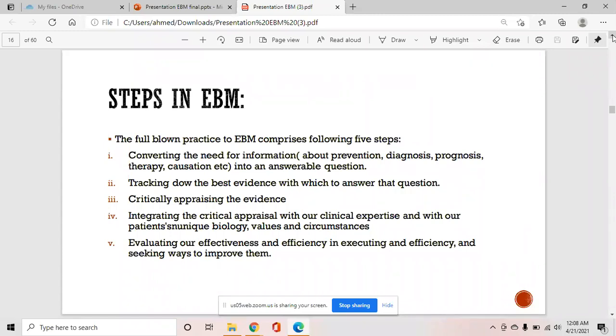Steps in evidence-based medicine. The full-blown practice of evidence-based medicine comprises the following 5 steps: converting the need for information about prevention, diagnosis, prognosis, therapy, causation, etc., into an answerable question; tracking down the best evidence with which to answer that question; critically appraising the evidence; integrating the critical appraisal with our clinical expertise and with our patient's unique biology, values, and circumstances; evaluating our effectiveness and efficiency in executing the previous steps, and seeking ways to improve them.